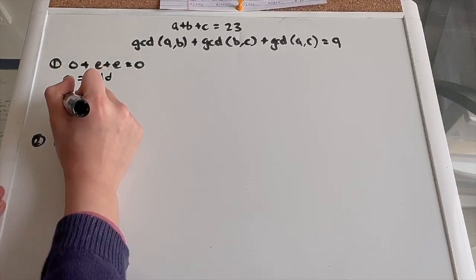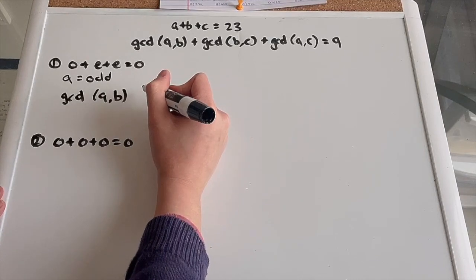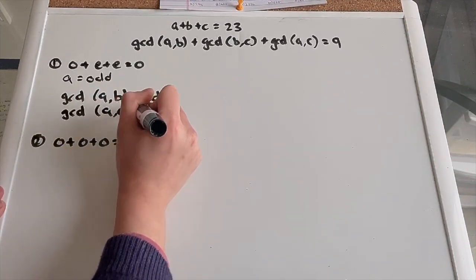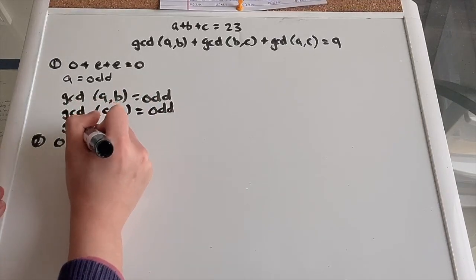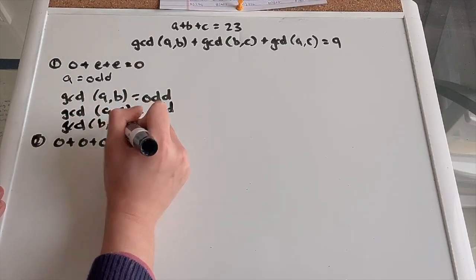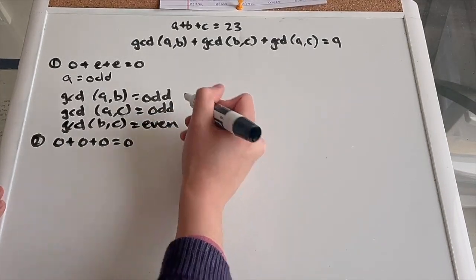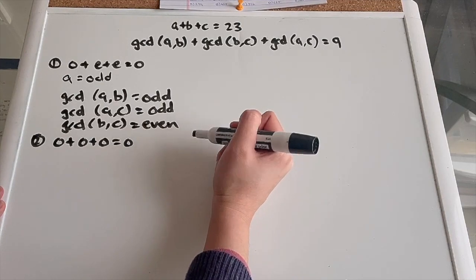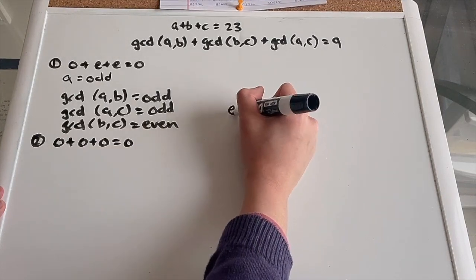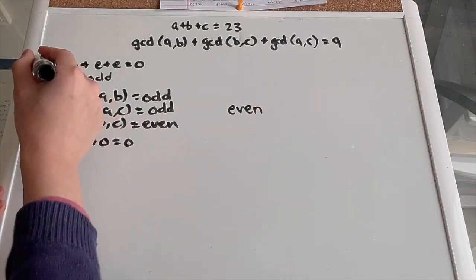So the greatest common divisor of A and B would have to be odd. And then also the greatest common divisor of A and C is odd. And then the greatest common divisor of B and C would be even, since B and C are both even. Since we're adding these three together, you are adding two odds and an even. So the sum would be an even number, and that violates the conditions of this problem. So this one is out.